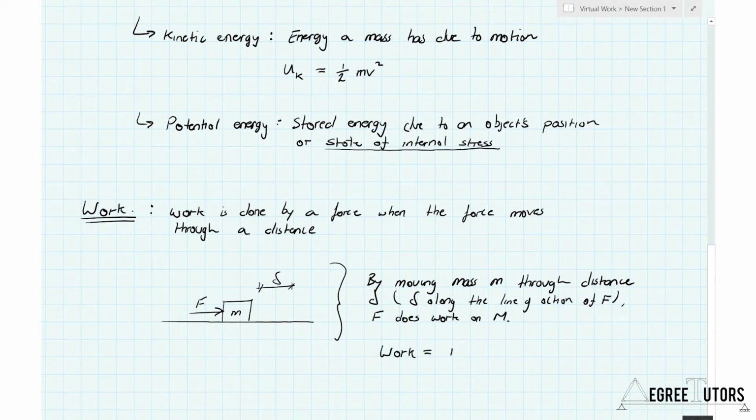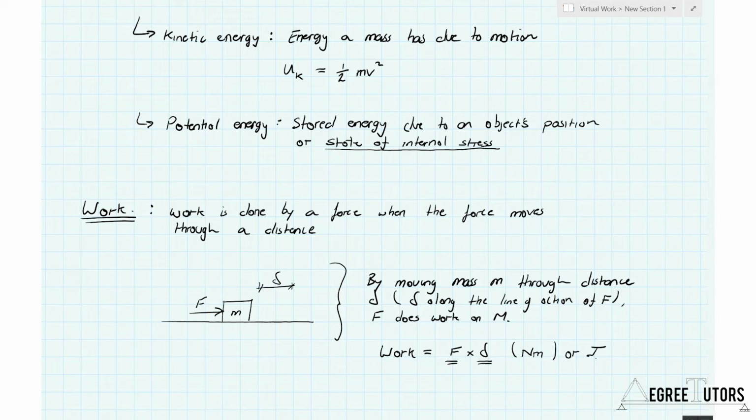Okay, so wrap it up in an equation. Work is equal to F times delta. Okay, and the units of work are Newton meters, which makes sense because newtons is the units of force, and delta has units of distance, which in this case will be meters. So it's Newton meters, or we could also say joules. Okay, so that is work.